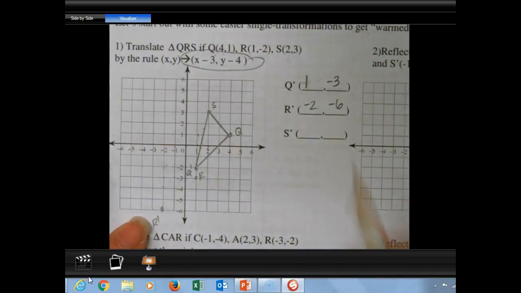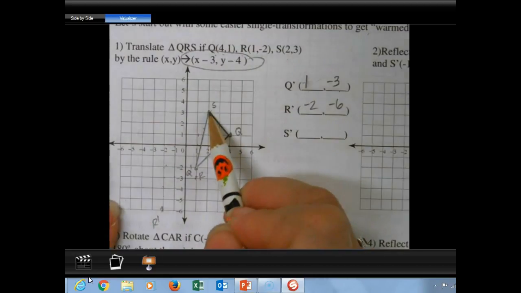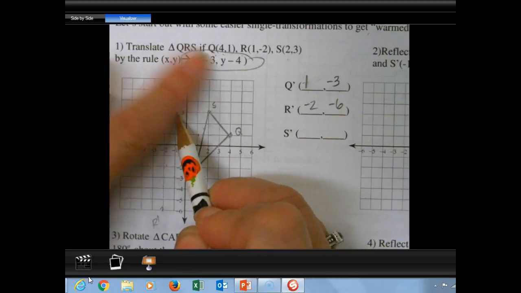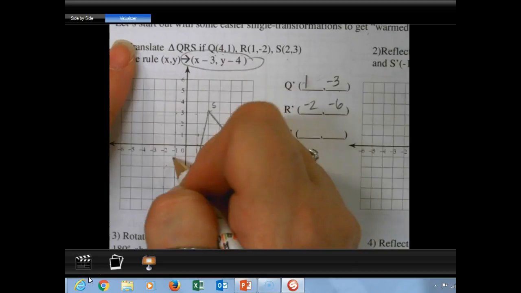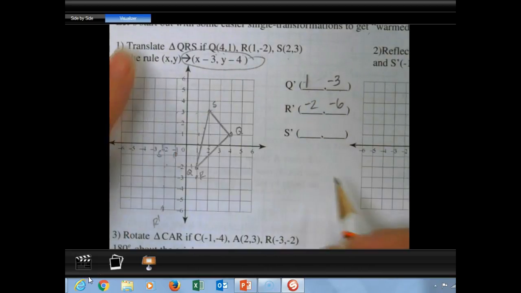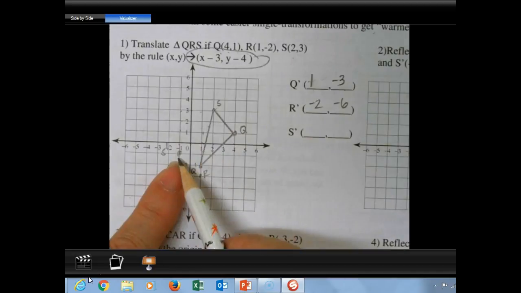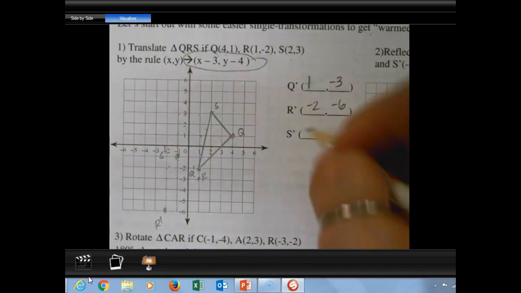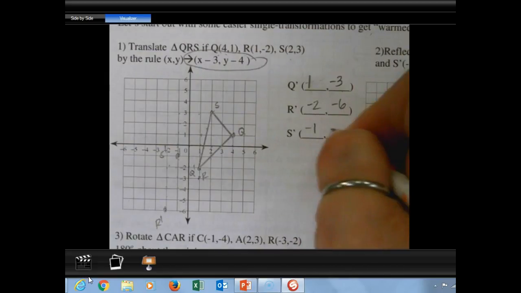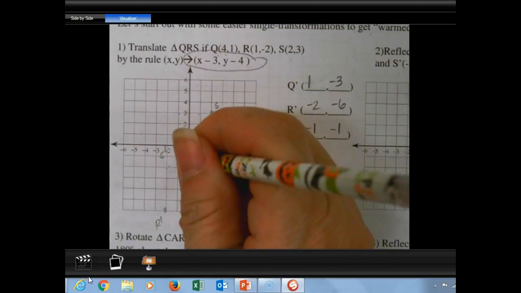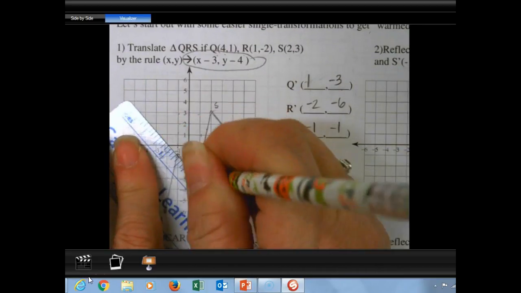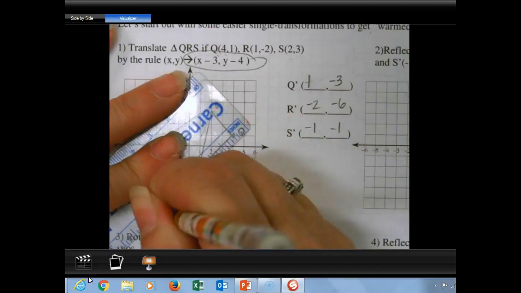Got it? Now I'm going to take my S, and I'm going to go left 3 and down 4. And that puts me here. Here's my S prime. What are my ordered pairs for that? From here, I'm going to go left 1, down 1. What's my ordered pair? Negative 1, negative 1. Okay, so I'm going to take my new points and connect my dots to give me my prime figure.